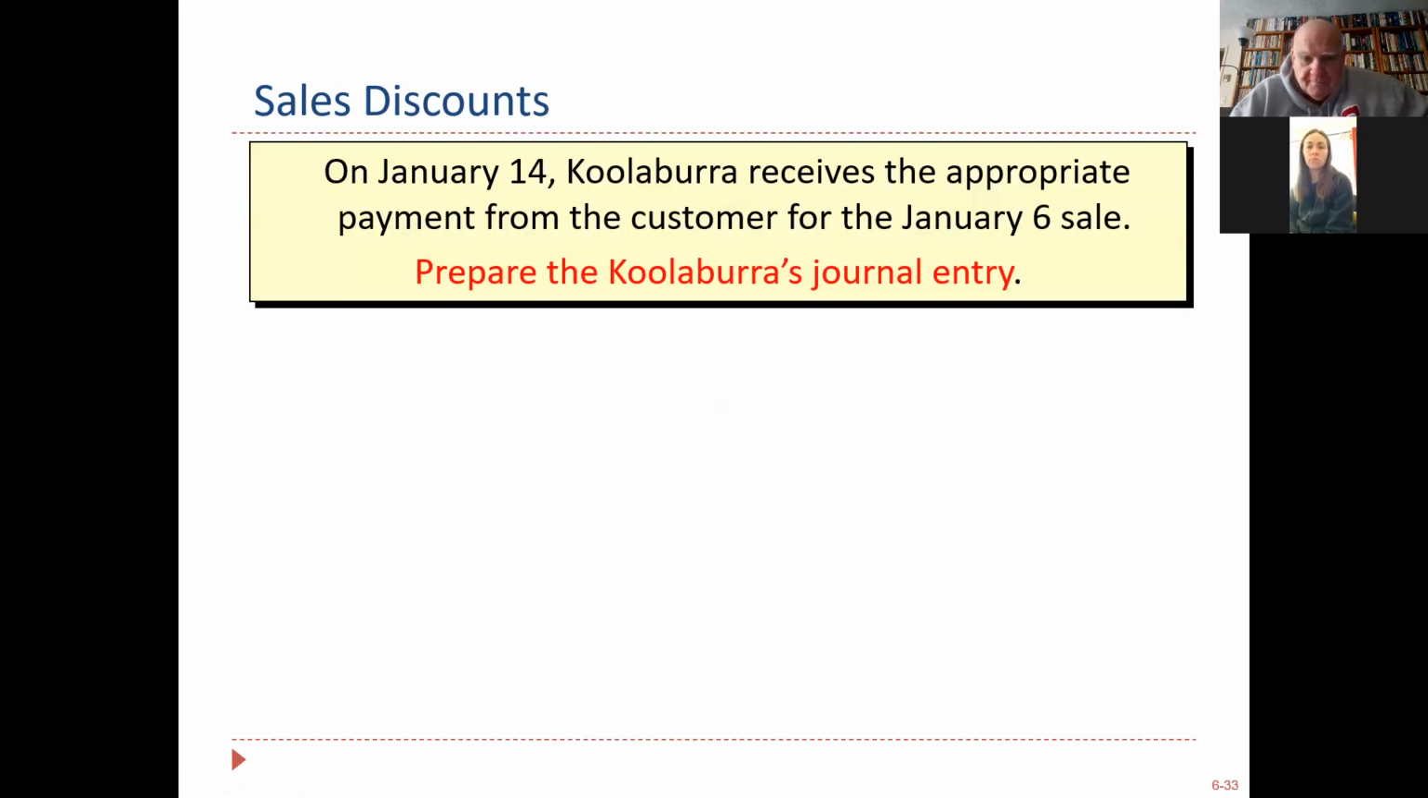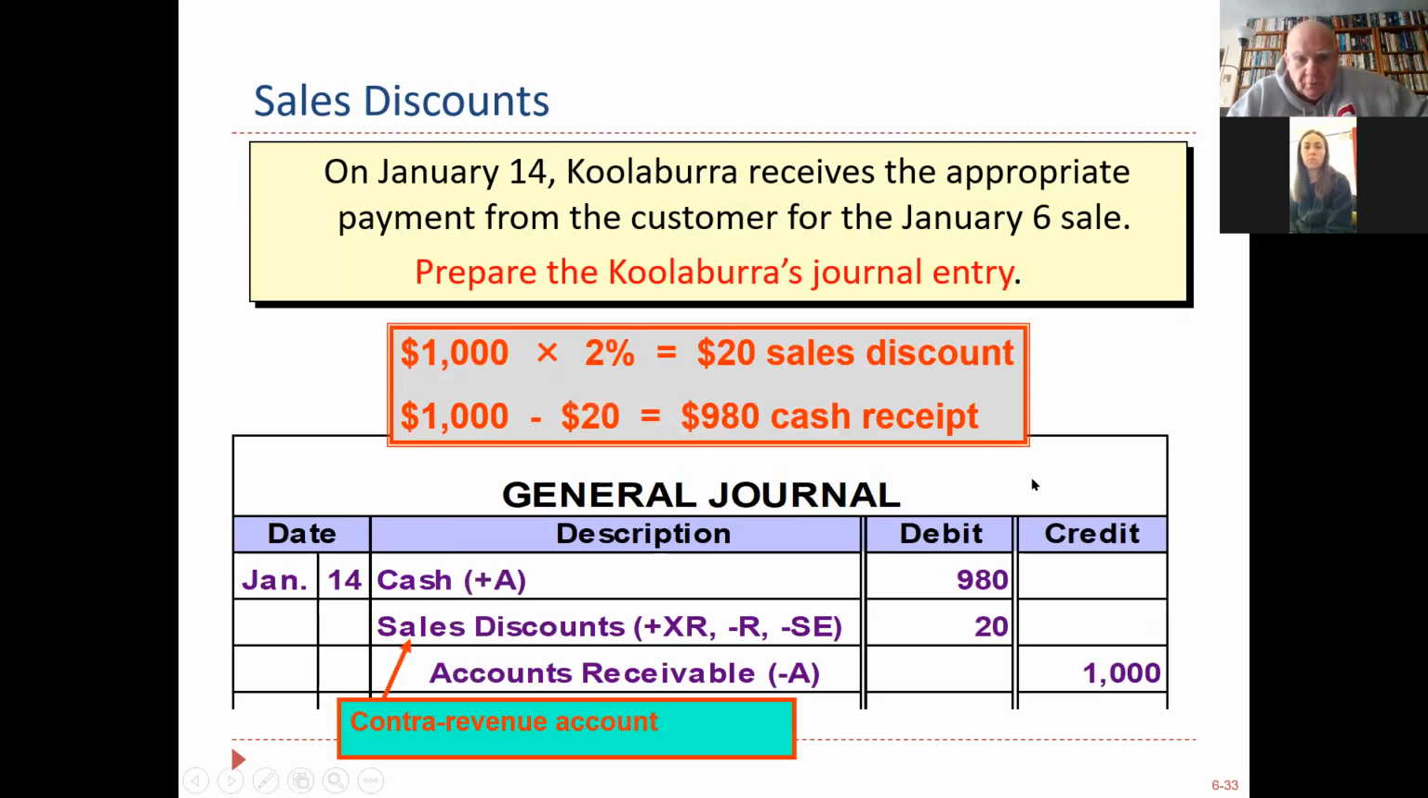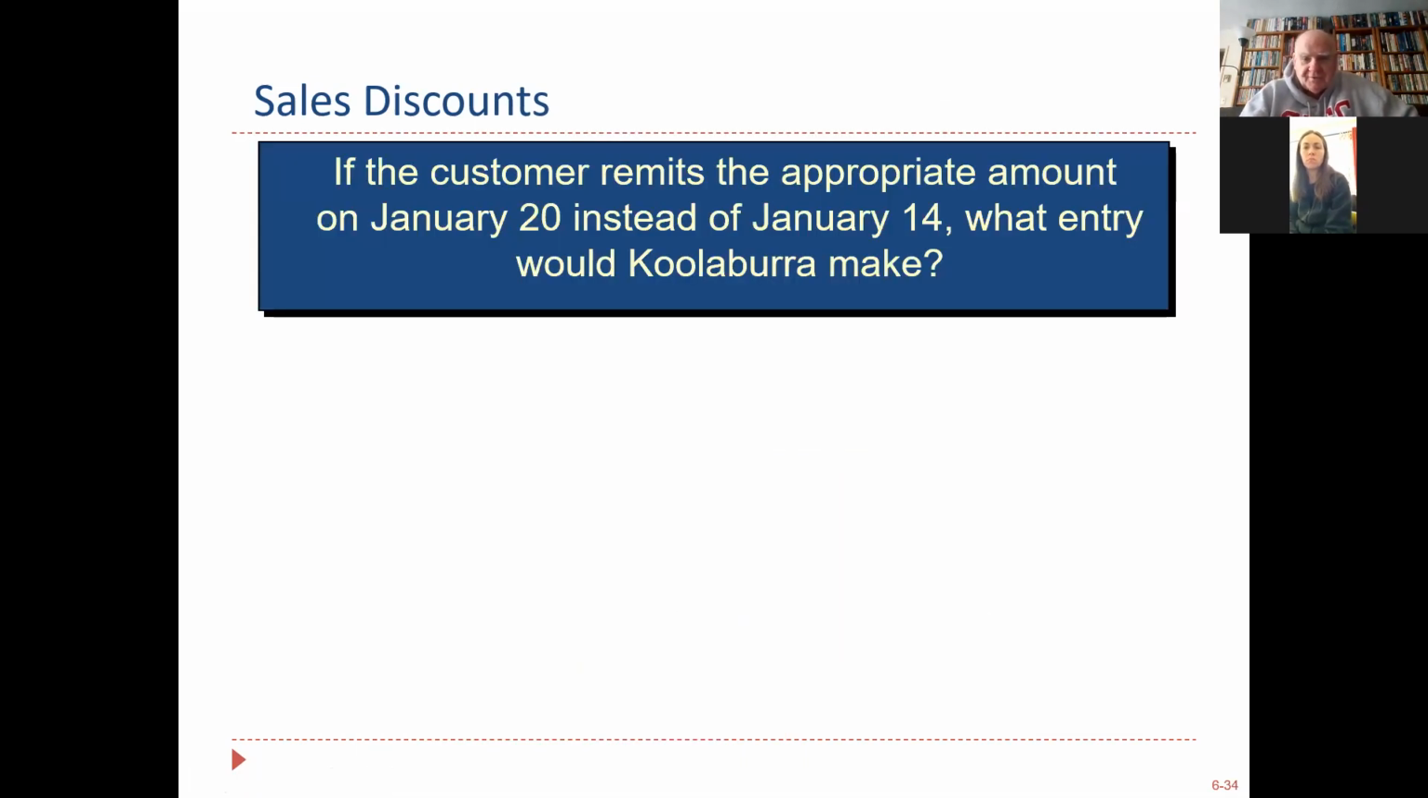So what happened here? Kookaburra, or our customer, owes us $1,000. So they paid that debt off, but they only needed to pay $980 because they paid within the 10-day period. If they pay after that, they're not entitled to take the discount.